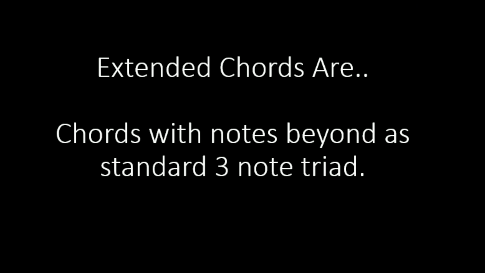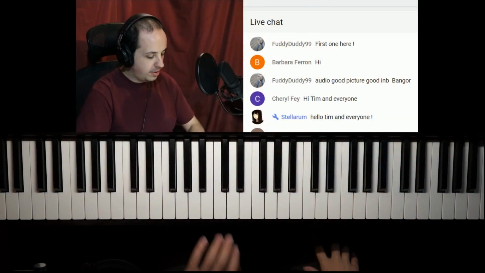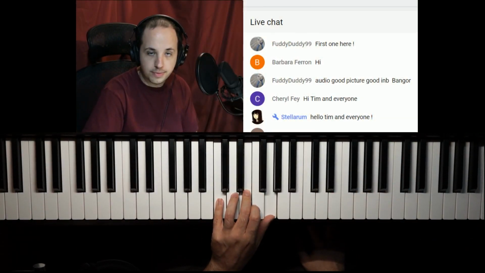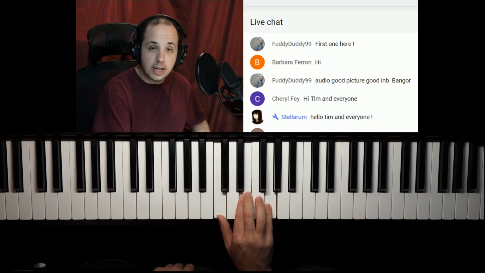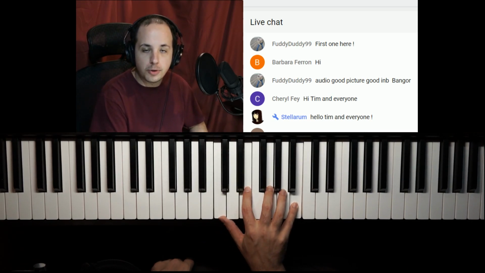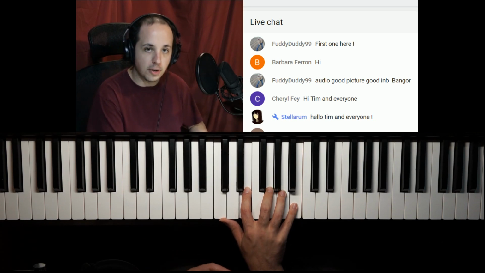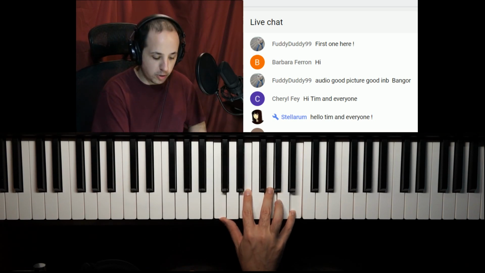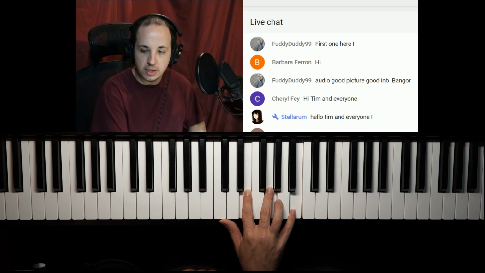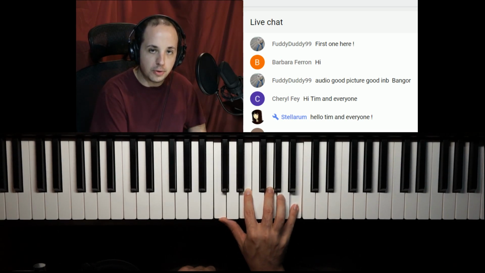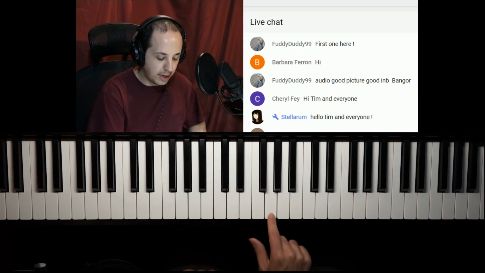Which takes us to what extended chords are. Extended chords are basically when you start adding notes beyond the 3-note triad. So you have triads, 3 notes. Then you have one with 4 notes. Is that called a quad chord? No, that would kind of make sense though. It is called a 7th chord because the distance between the bottom note and the top note is 7. 1, 2, 3, 4, 5, 6, 7.